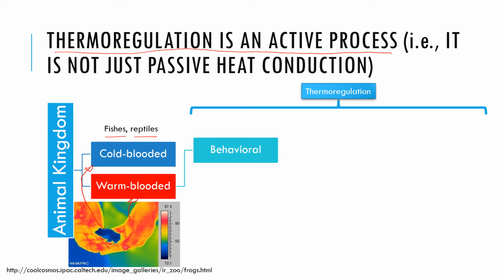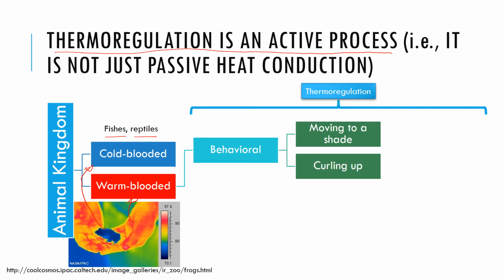We can divide the mechanisms by which they regulate to behavioral, like moving to a shade, or curling up. So in both cases, they reduce the heat loss or heat gain, in this case by reducing surface area, and in this case by simply reducing the heat gain. So those are behavioral, that is done by warm-blooded animals.